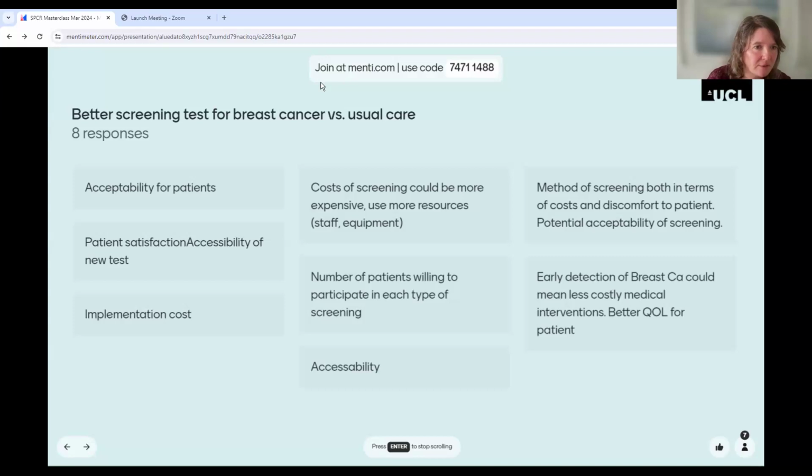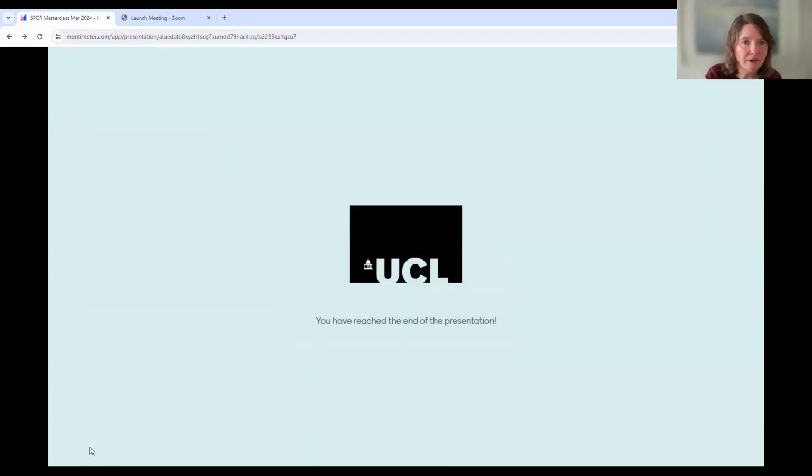Patient satisfaction, accessibility, yep. Implementation costs, yep. Do we need to buy new machines, that sort of thing? Different training for people. Number of patients willing to participate, yes. So uptake's really important, yep. Good. These are some really good thoughts. Thank you, everybody.